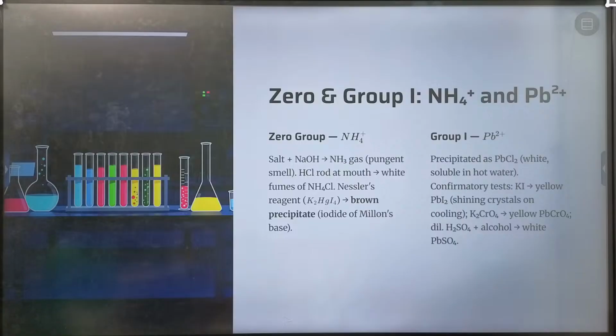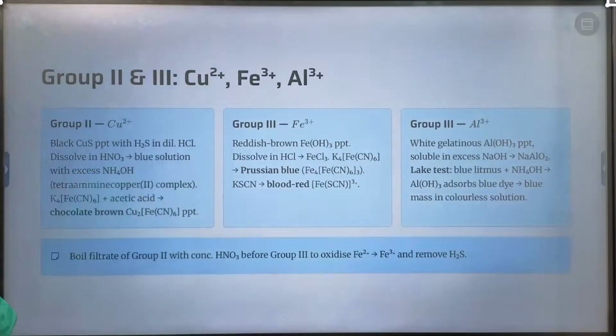Or we go for the chromate test. You treat that with potassium dichromate or potassium chromate. So it will form lead chromate, and that lead chromate is actually a yellow color precipitate. From that also you can confirm the presence of lead.